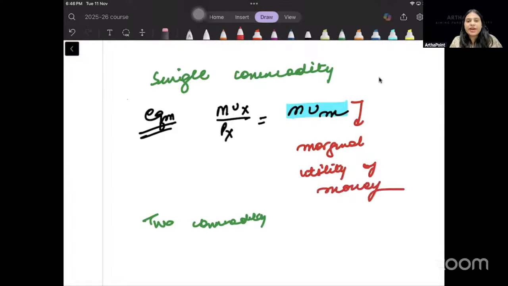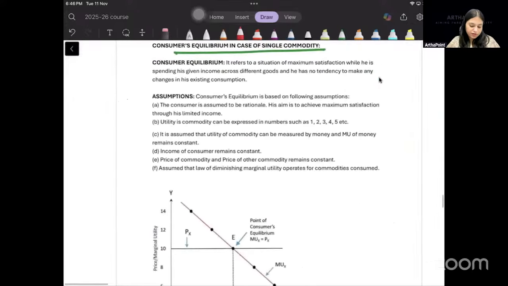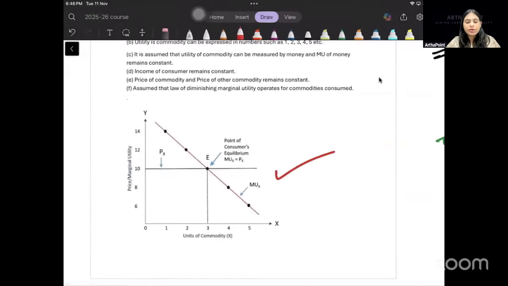That means when we spend one extra rupee, how much extra satisfaction do we get? How much is the extra satisfaction we get by spending an extra rupee? That is called the marginal utility of money. And this is the marginal utility of the commodity divided by the price of the commodity. Okay? So the single commodity equilibrium states that wherever these two are equal, that will be your equilibrium. So this is the first law that we have, that MUx by Px should be equal to MUm.